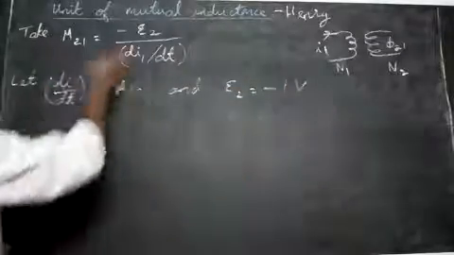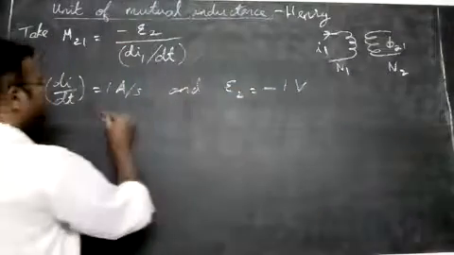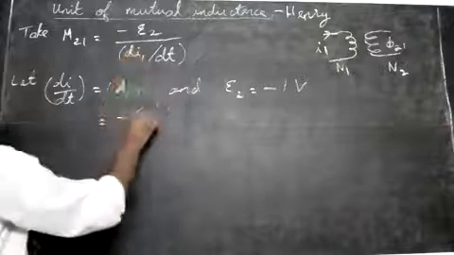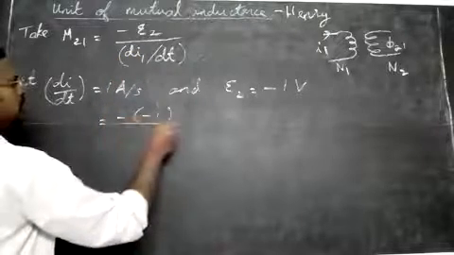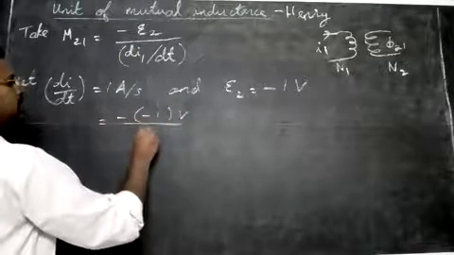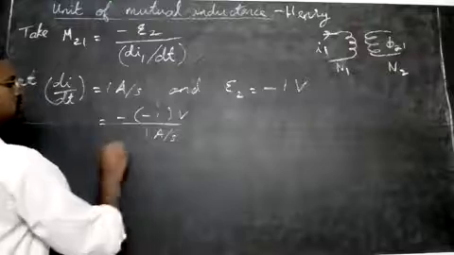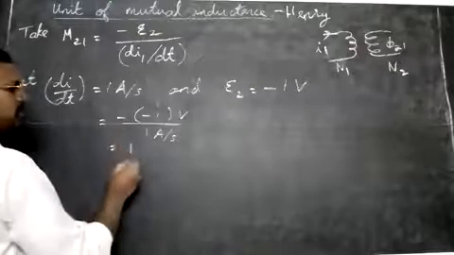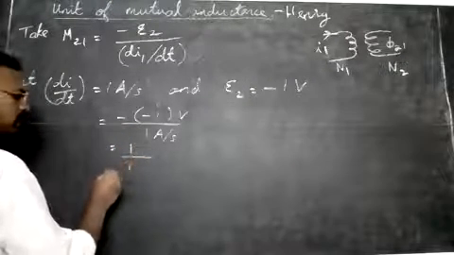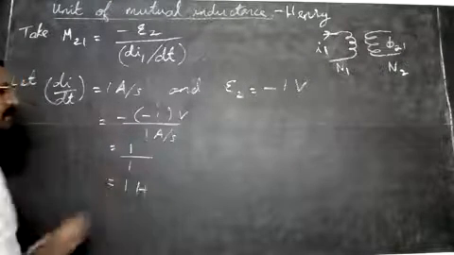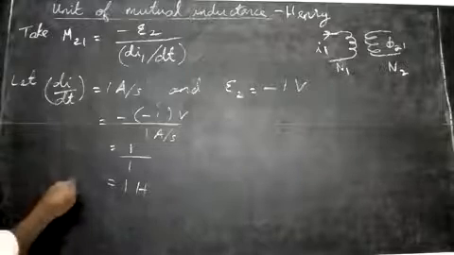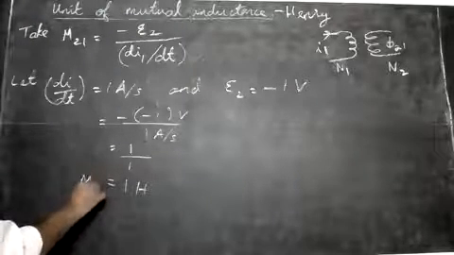We substitute this in the equation. So when you substitute, minus into minus 1 volt by 1 ampere per second. Minus and minus become plus, so 1 by 1 will be equal to 1 only. So we get 1 Henry. Then we get the mutual inductance equal to 1 Henry.